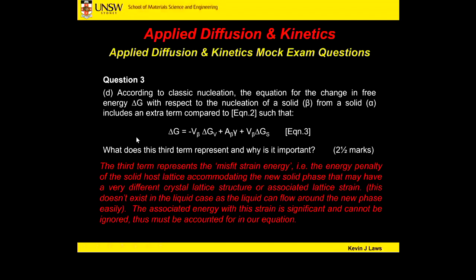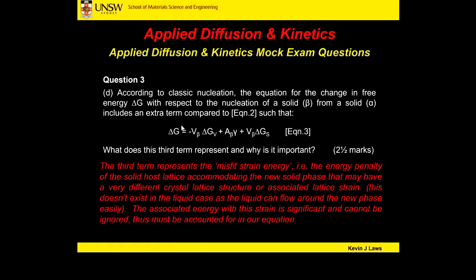So question 3D, and this is typically where we'd complete question 3 on classic nucleation theory. According to classic nucleation, the equation for the change in free energy, delta G, with respect to the nucleation of a solid, let's call it beta, from another solid phase, alpha, includes an extra term compared to equation 2. What does this third term represent and why is it important?